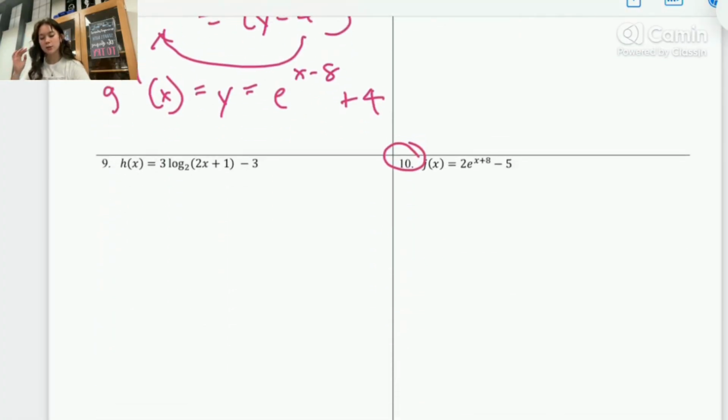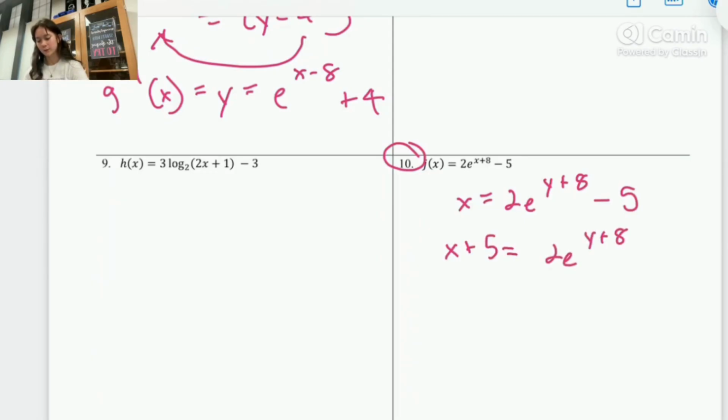So that is 2e to the power of x plus 8 minus 5. We're going to start with swapping the x and the y again. So we're going to do x equals 2e to the power of y plus 8 minus 5. And then we're going to bring the 5 to the other side. So we're going to do x plus 5 equals 2e to the power of y plus 8.